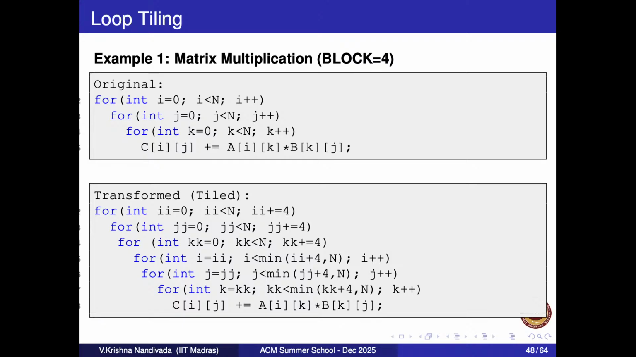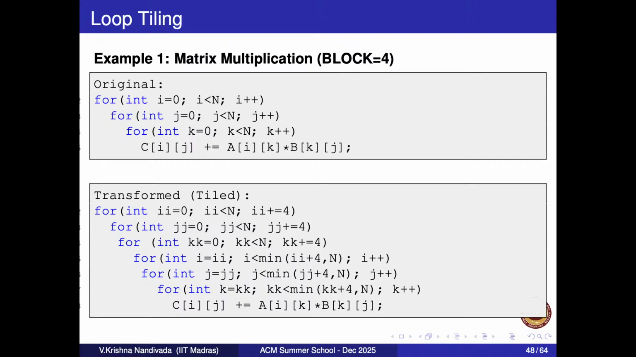I am going for 4 elements of A, 4 elements of B, 4 cross 4. So why am I saying 48? See? How many elements does A have? 4 cross 4, that is 16, right? B is 4 cross 4, that is 16, C is 4 cross 4. Okay. So I will have 16 elements of A, 16 elements of B and 16 elements of C in the cache.